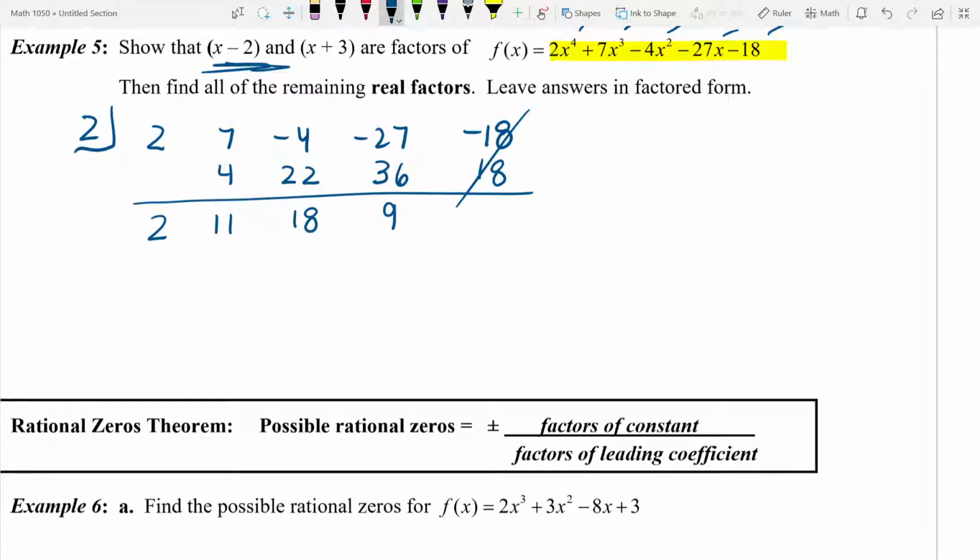Now I have to prove that x plus 3 is a factor. I'm not going to start over. I'm going to do something that's called stacking when you do synthetic.